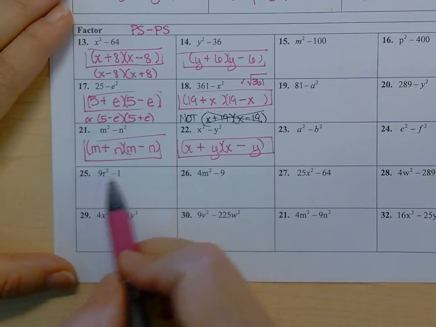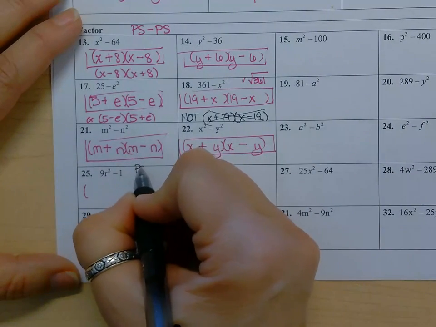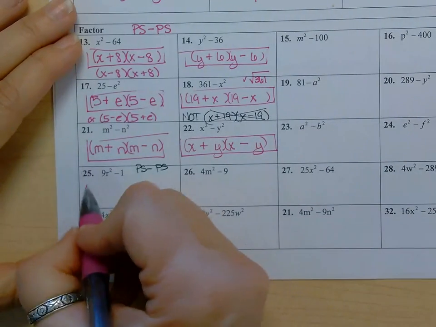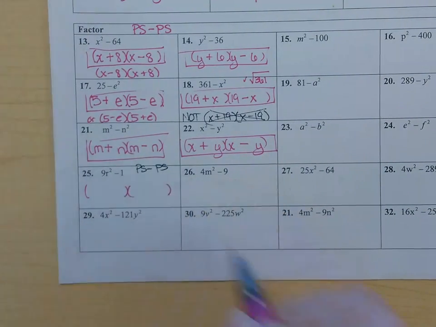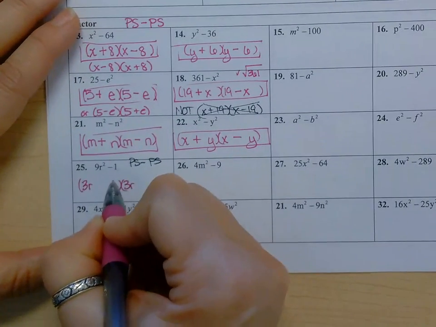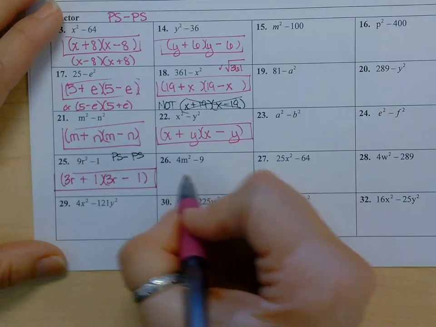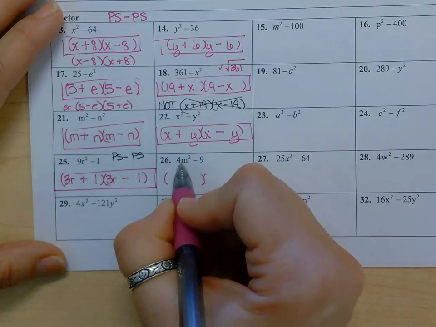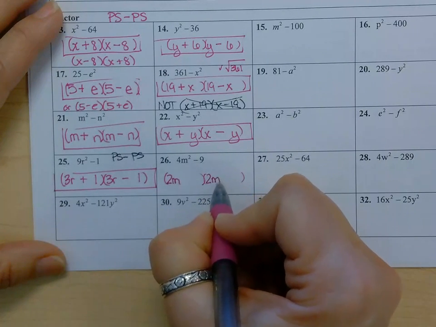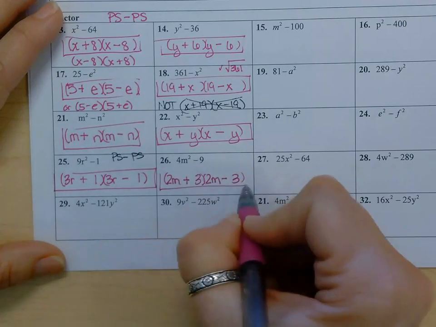So now, there's more numbers and letters here, but we still have, if you think about it, a perfect square minus a perfect square. To get multiplied to 9r squared, you need 3r times 3r, and 1 is a perfect square because it's 1 times 1, and you need a positive and a negative. To multiply to 4m squared, you need 2m and 2m, and 3 times 3 is 9, and you need a negative 9, so you need a positive and a negative.